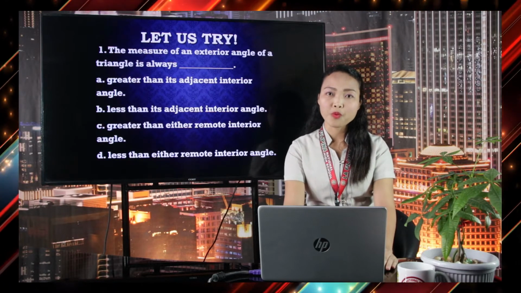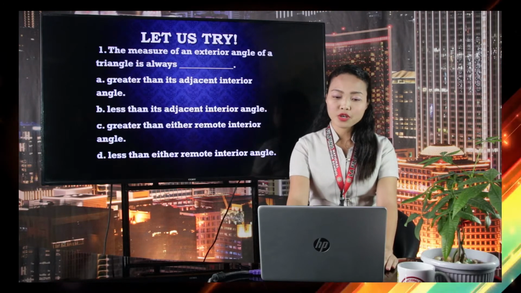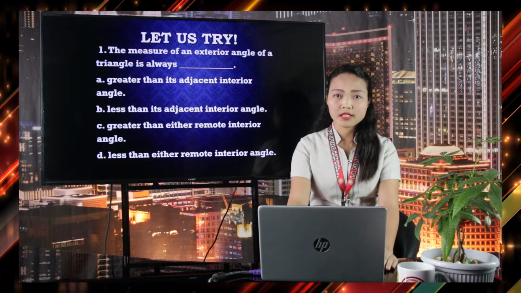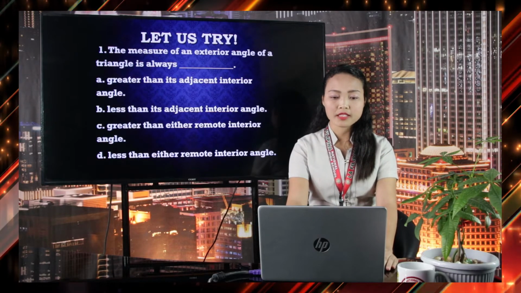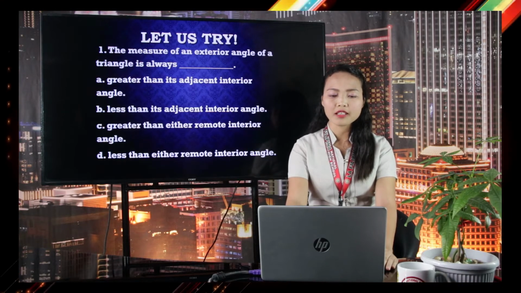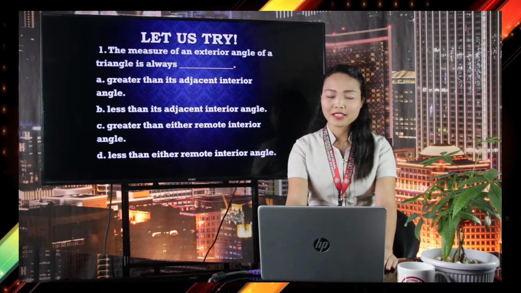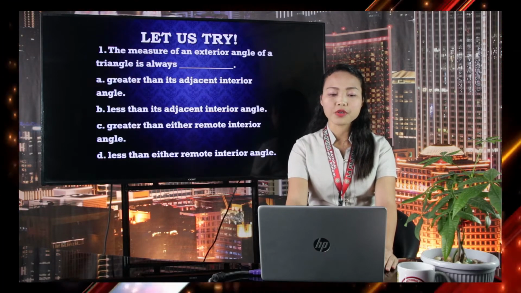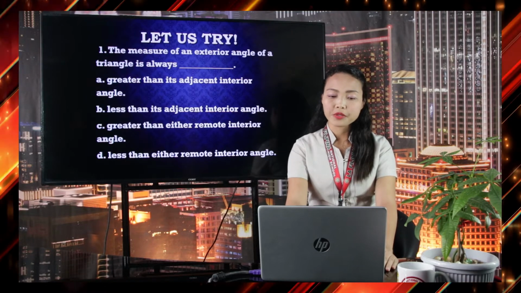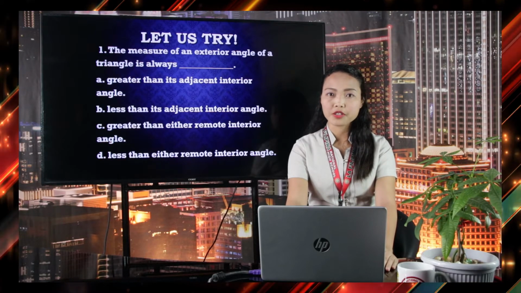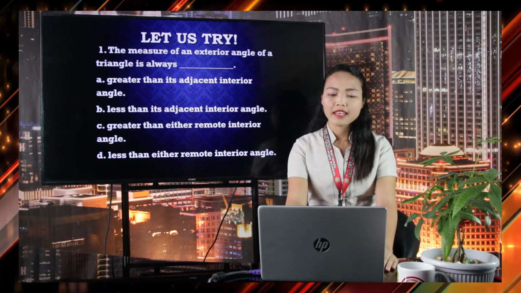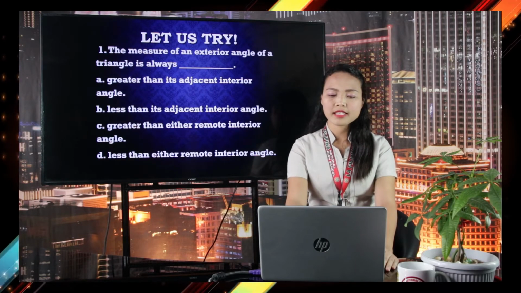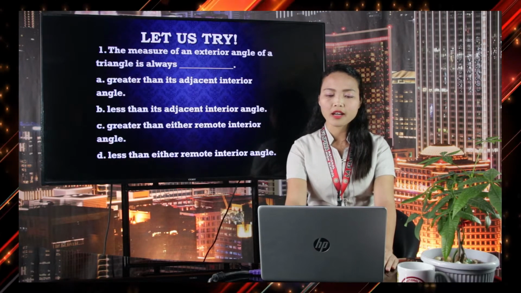Let us have number 1. The measure of an exterior angle of a triangle is always blank. A. Greater than its adjacent interior angle. B. Less than its adjacent interior angle.